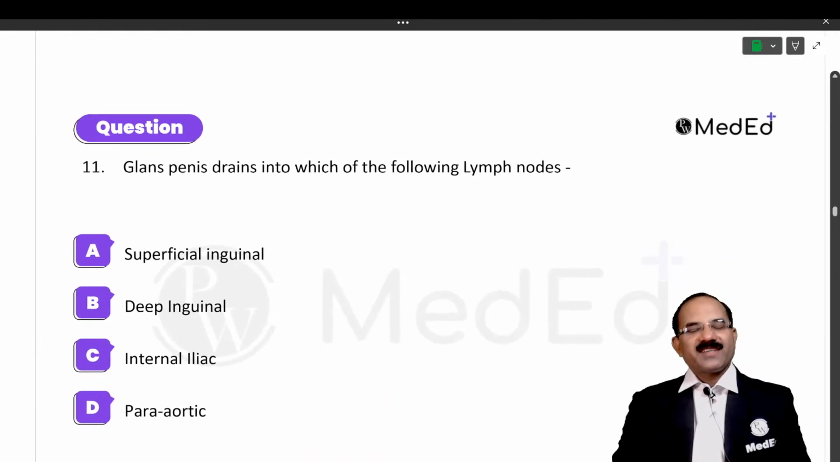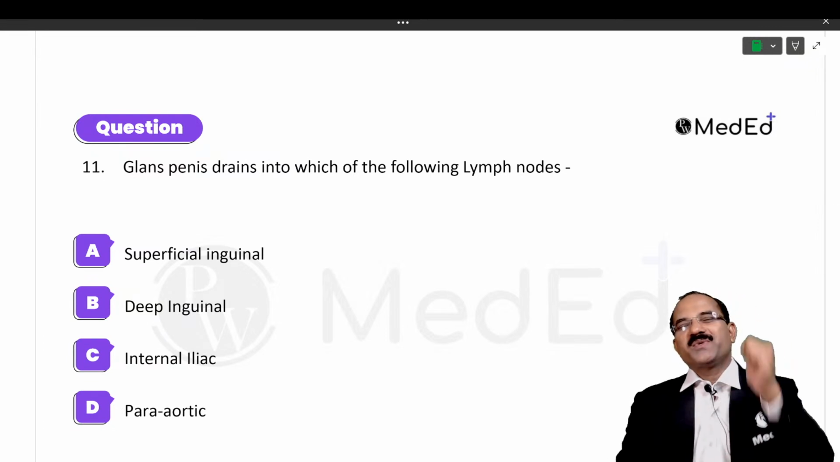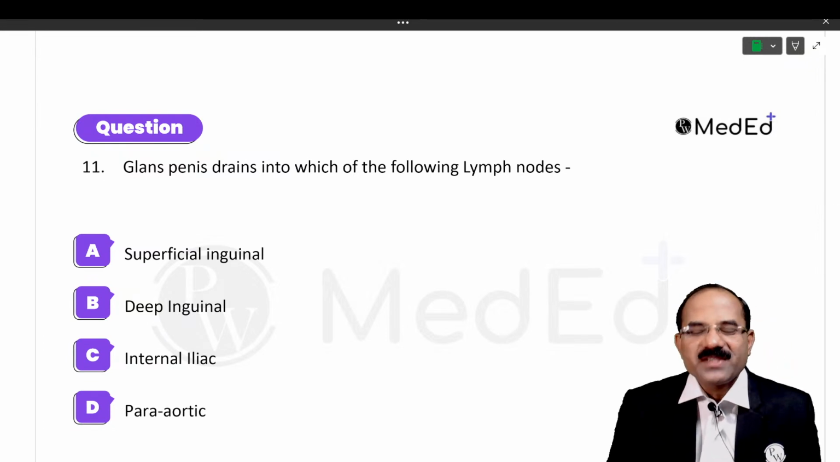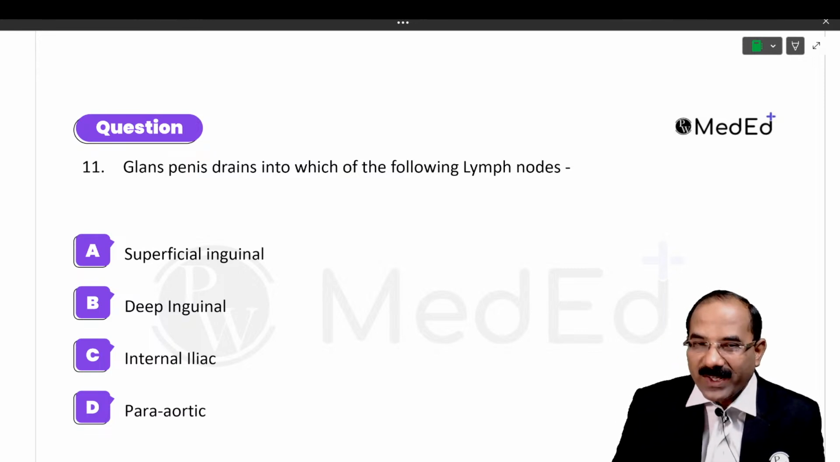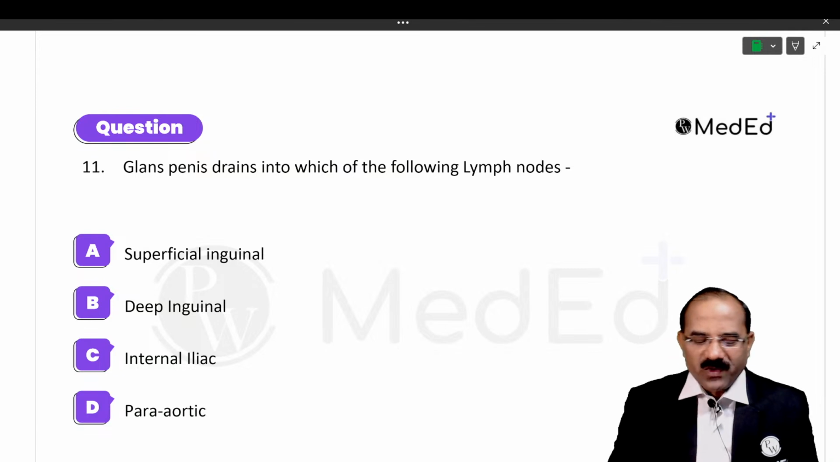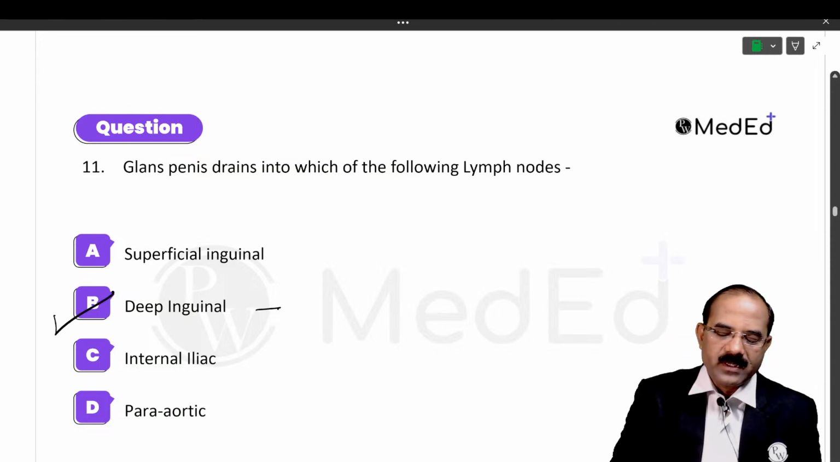Come on students, can you answer this MCQ? The glans penis drains into which of the following lymph nodes? I just told you this. The glans penis and the glans clitoris drain into the lymph node of Cloquet. And this lymph node of Cloquet, that's a deep inguinal lymph node.